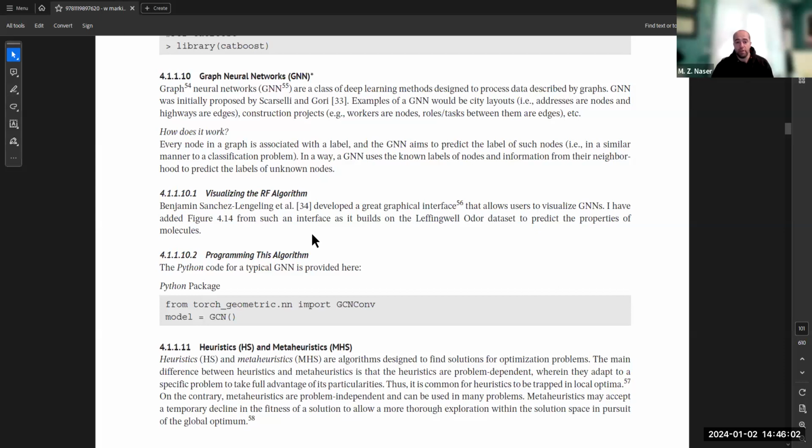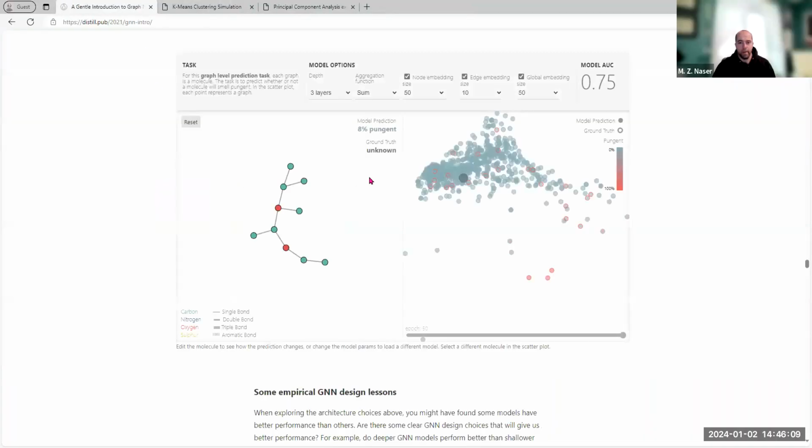A graph neural network, GNN. So graphs, right? Here's a visualization for it. A graph is basically anything that you can convey in a graph. Think of a transportation network. In chemistry, this could be a molecular compound, and you start to add a component to it, and you can see here how the prediction changes.